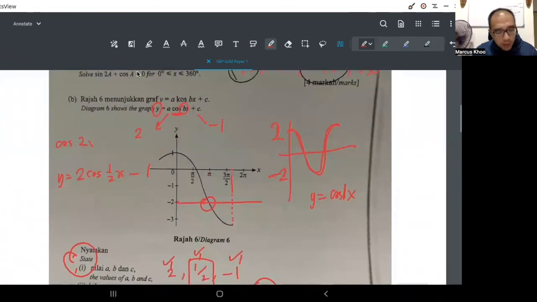Okay, so I would skip this B question for a bit, because the B question is a little bit strange, because the diagram is a little bit off.